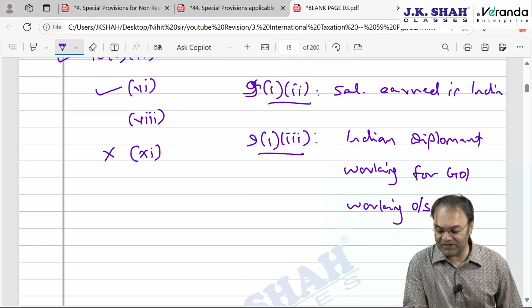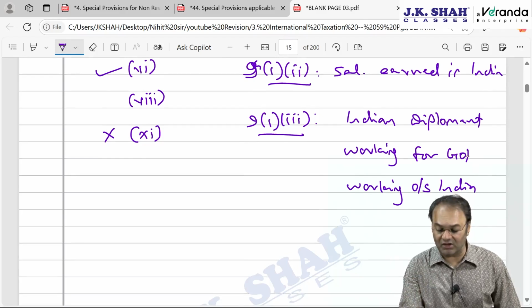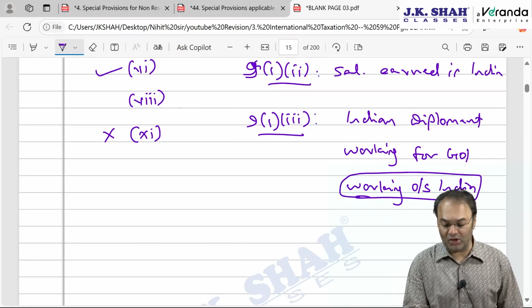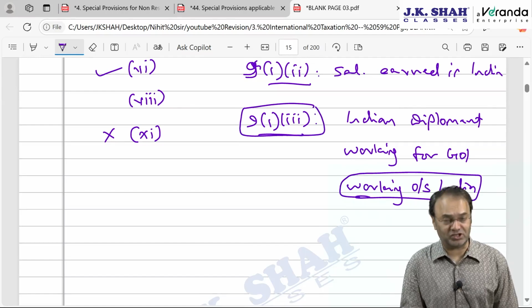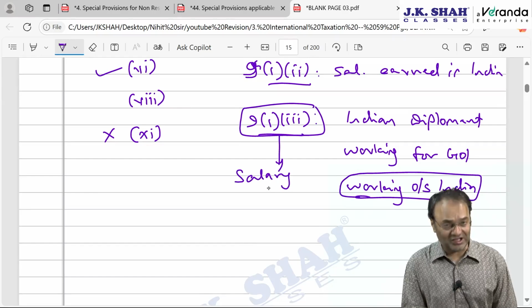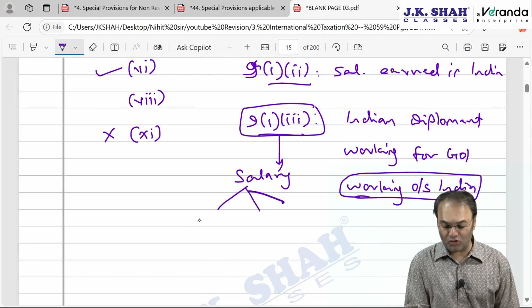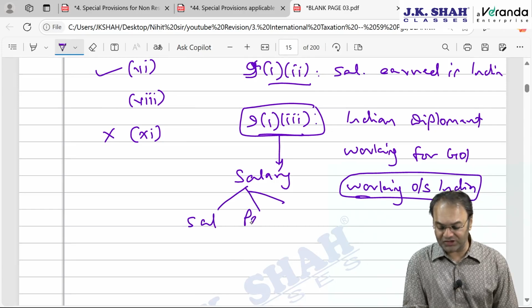and receiving salary from the government, then technically where is the salary accruing? Salary is accruing outside of India. Then also it will be deemed to accrue or arise in India as per section 9(1)(iii). Which income? Salary income, which will be deemed to accrue or arise in India even though it is actually accruing outside India. Salary will include not only salary, but perquisites and allowances also.